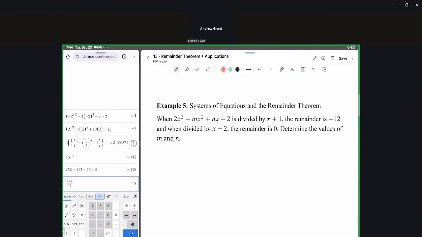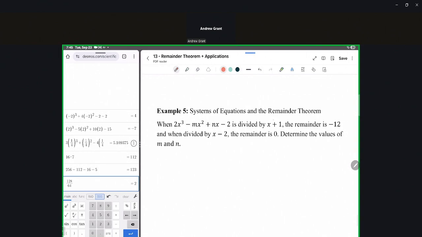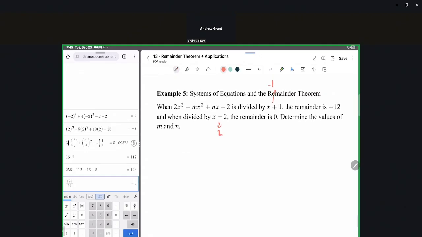So there are certain values for m and n, such that when they're inserted into this equation and evaluated for those remainders, it'll be balanced. We can see an x plus 1, so that'll be a negative 1. We have an x minus 2, so that'll be 2. So for equation 1, f of negative 1 will be equal to negative 12. And for the second equation, f of 2 will be equal to 0. So have a look and see what this looks like.